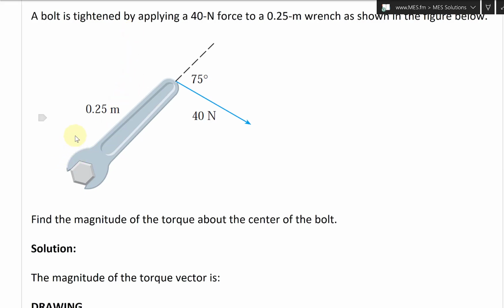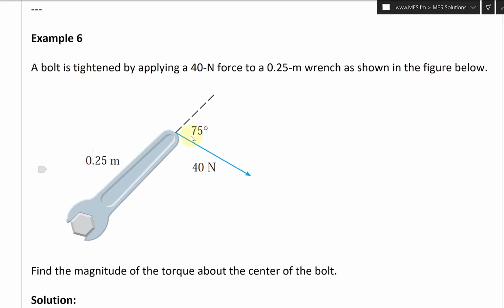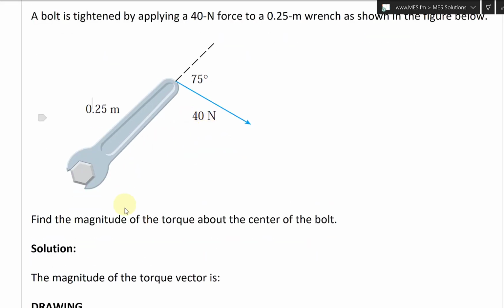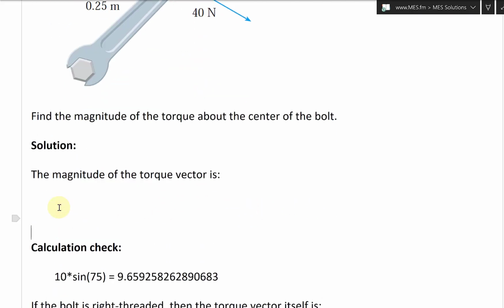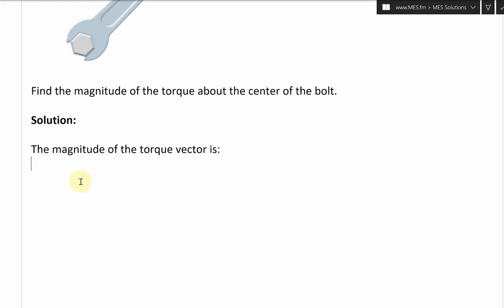Anyway, so the 0.25 is the r value, the length of r. And this 40 newtons is the magnitude of the force. And there's the 75 degrees. And it says find the magnitude of the torque about the center of the bolt. So solution, let's go here. All right, let's move those over down here.